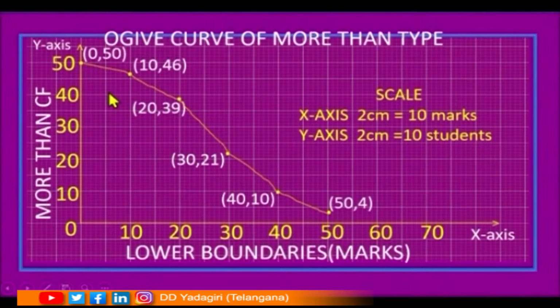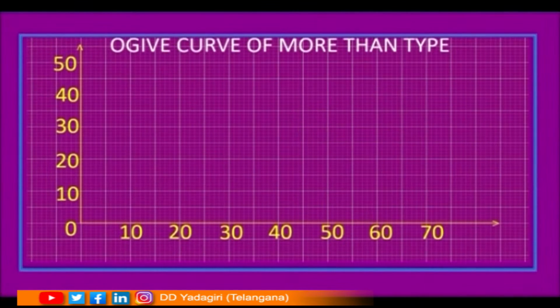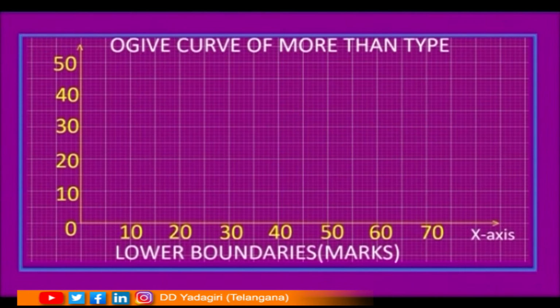Now you see that the curve again is similar to the S type, so it is called more than cumulative frequency curve or OG curve of more than type. The difference between the earlier version and this version: in the earlier version, the less than curve was increasing, and here it is decreasing. So we can locate the median for this data using the same method you followed for the less than cumulative frequency. So you are going to find out the value of n by 2.